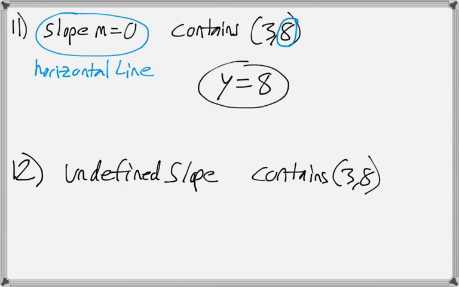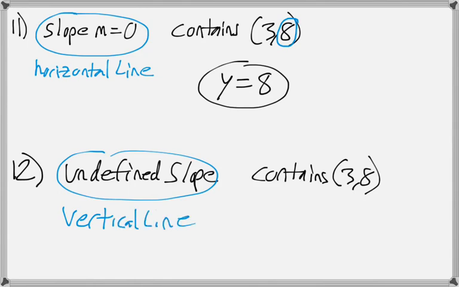In a similar way, if we have an undefined slope, I know this is going to be a vertical line. And I know that all vertical lines have the equation x is equal to something. So if it contains the point x is equal to 3, then the entire line has to have the equation x is equal to 3. And again, that's not really in slope-intercept form, but that is the equation of the line.